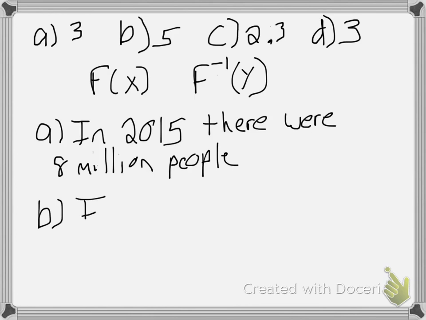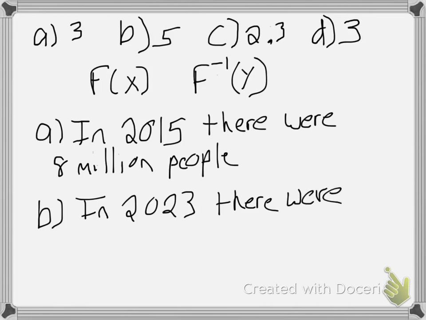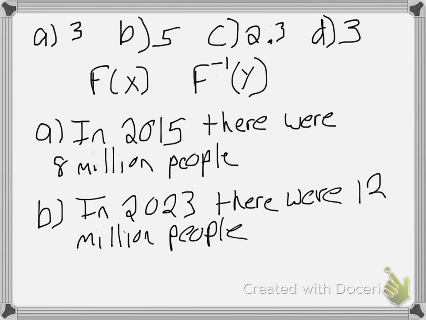So that means in 2023, there were, or will be, however you want to say it, 12 million people. So again, in a word problem, look at what you've got. If I give you an inverse sign, then I'm giving you a y value in the parentheses. If I'm giving you a regular function, it's the x value.